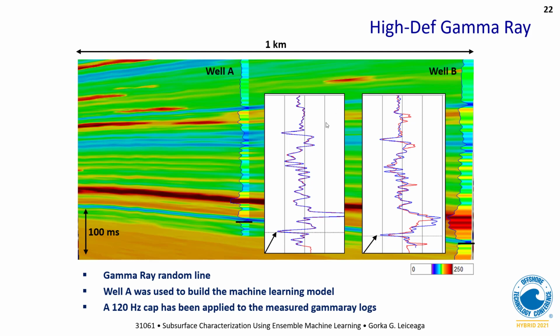Now these are the traces. The blue one is the log. The red one is the high-def gamma ray result. And this points to the drop-in gamma ray, which corresponds to the target formation. And you can see here, it looks pretty good for the most part, except here you see a big mismatch, but the big mismatch comes from the bad gamma ray in this zone.